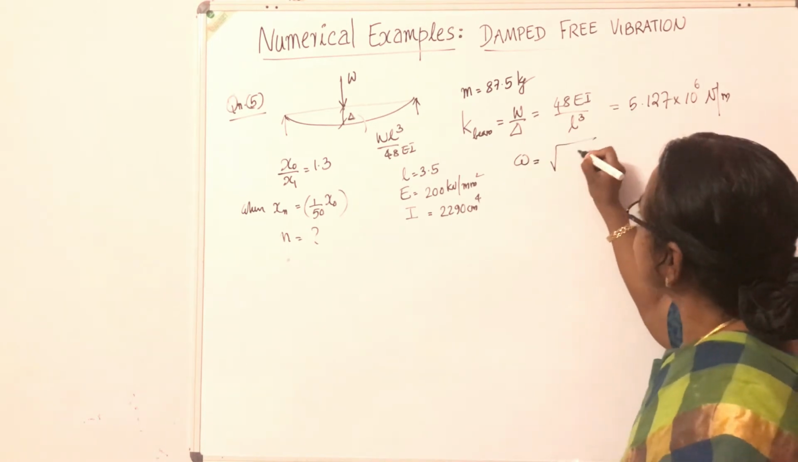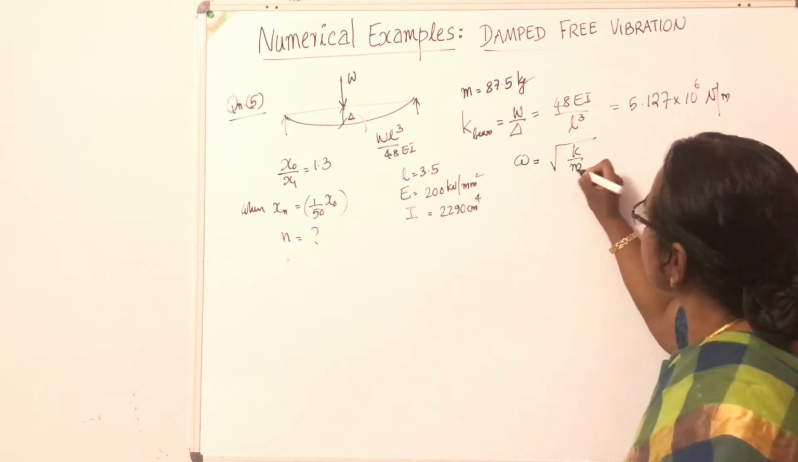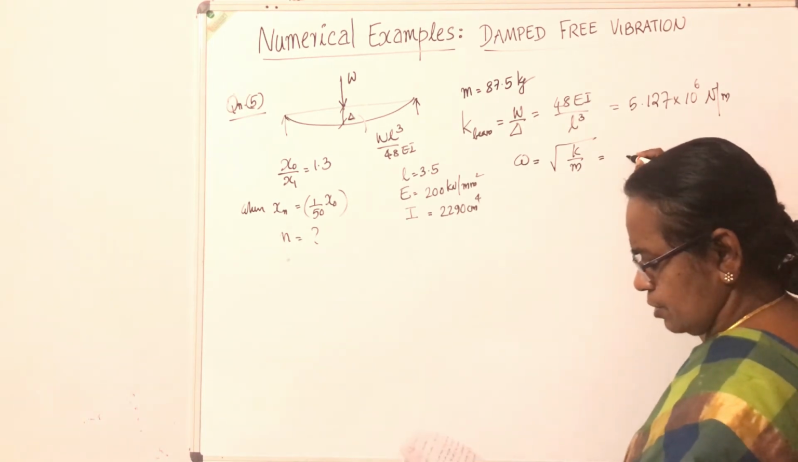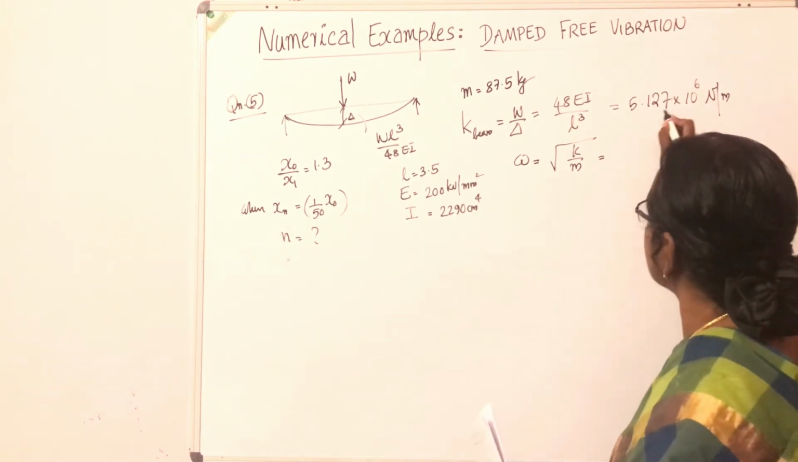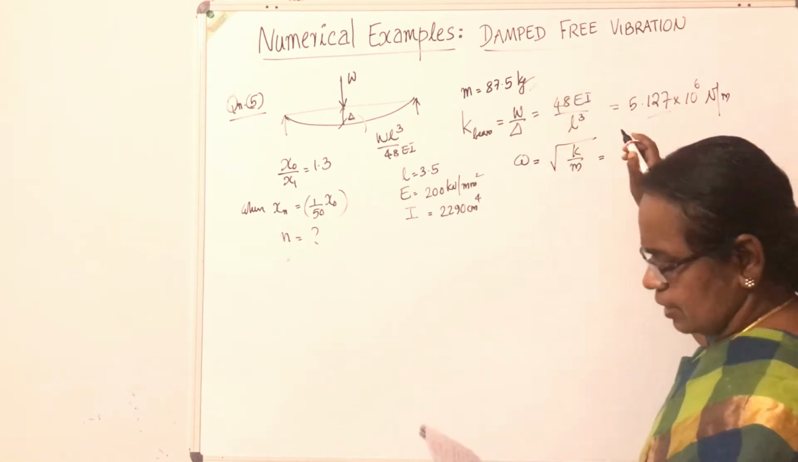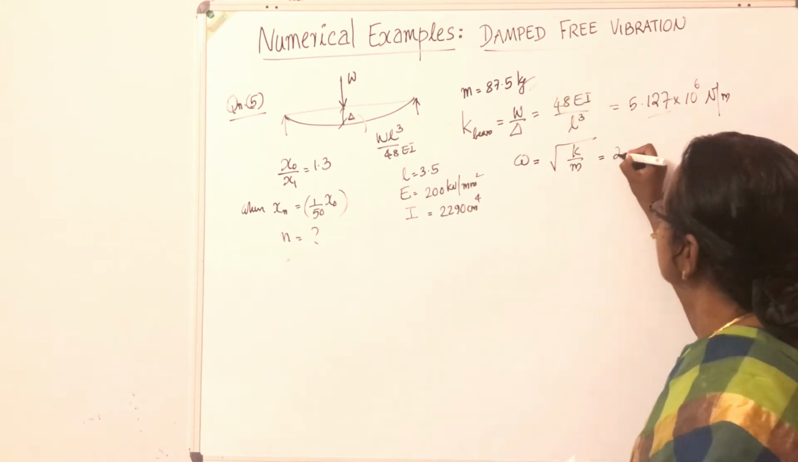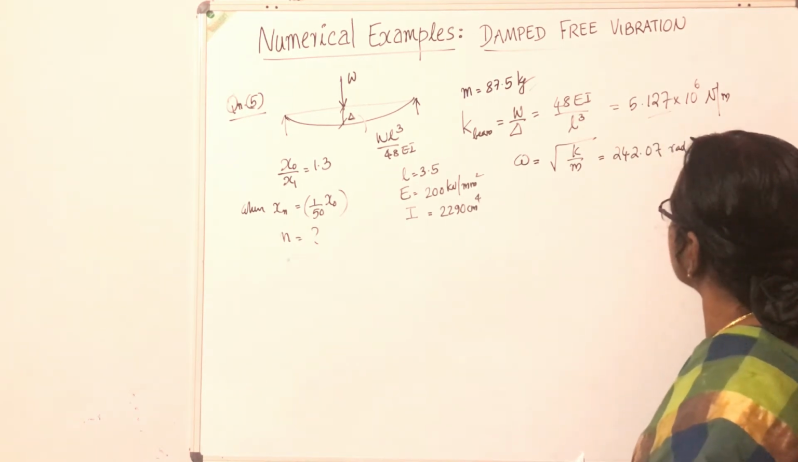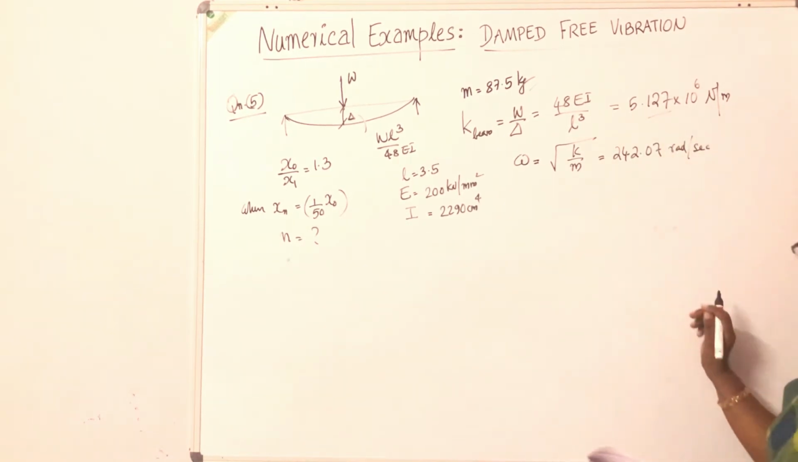So we have the stiffness of the beam, so we can calculate the natural frequency. Omega is equal to root of K by M. Substituting this value, K is here, M is here, so you get the natural frequency 242.07 radian per second.